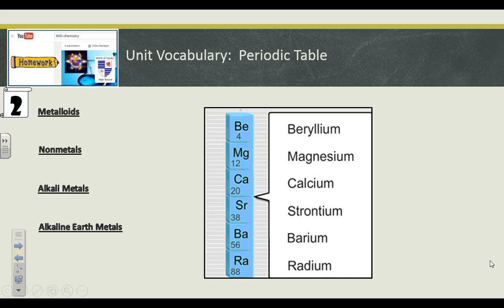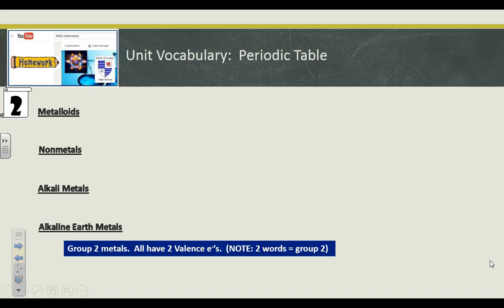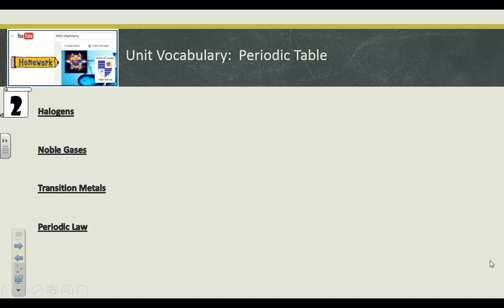Group 2: beryllium, magnesium, calcium, strontium. These are the alkaline earth metals. And alkaline earth metals are the group 2 metals. They'll have 2 valence electrons, and we remember that there's 2 words in alkaline earth, so group 2 words helps us remember which one is alkaline earth metals, because that is something you're going to need committed to memory. It doesn't tell you anywhere on that chart where they are, but you will need to know that.